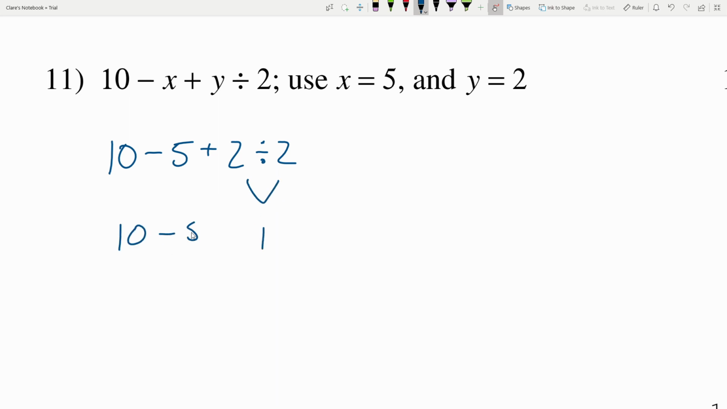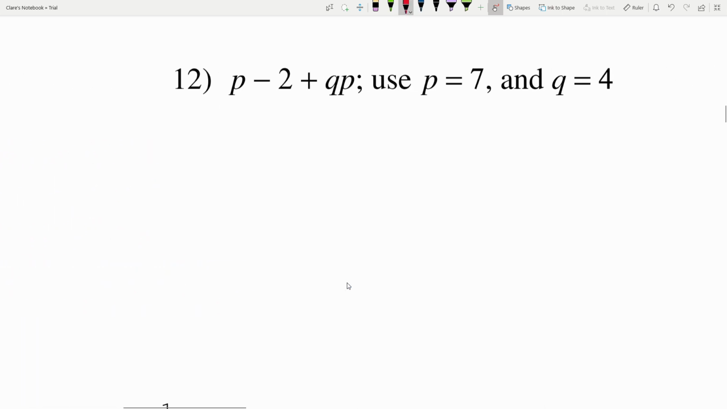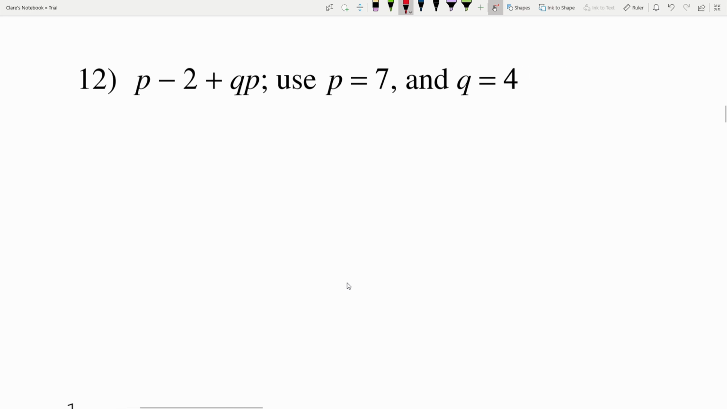10 minus 5 plus 1. Now I work left to right because all I have left is subtraction and addition. 10 minus 5 is 5, and I'll add that to 1. 5 plus 1, that's going to be equal to 6. 6 is my solution in number 11. Now onto the last problem for this page, number 12.